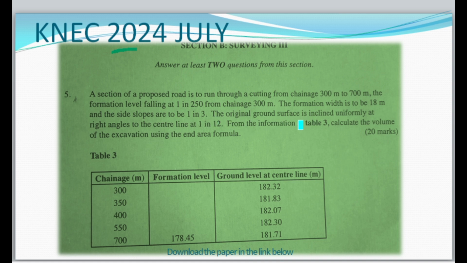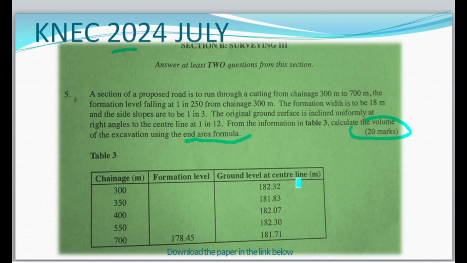The original ground surface is inclined uniformly at right angles to the center line at 1 in. So this is the gradient that we have been given here, 1:12. We are going to see all these ratios, what they represent. So from the information in table 3 here, calculate the volume of excavation by the end area formula. So they have specified the volume to be calculated, so that is the formula. We have the end area formula.